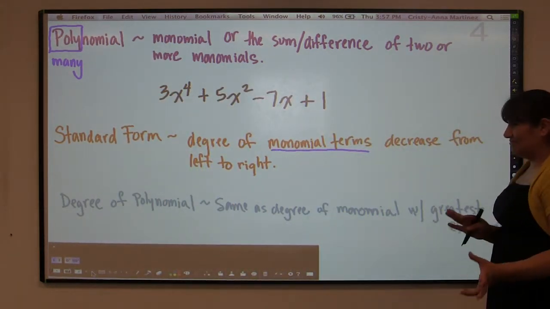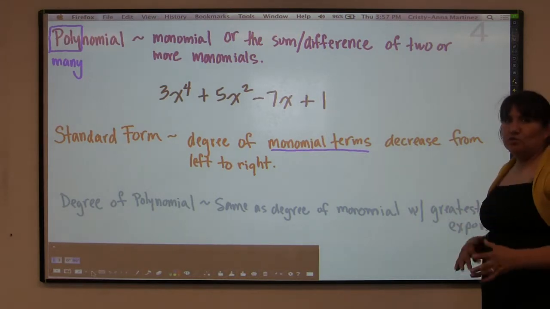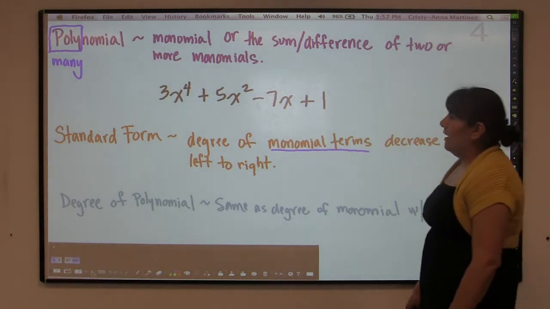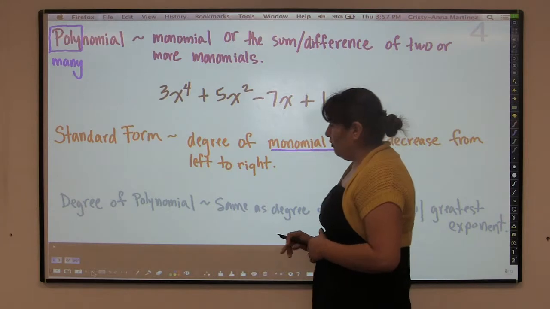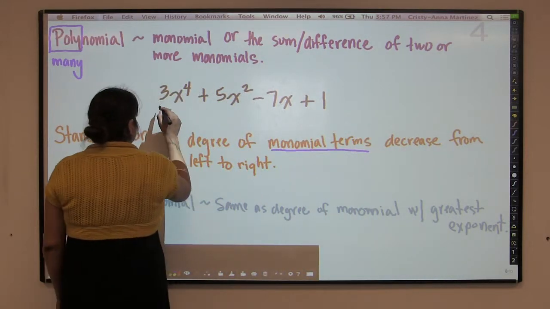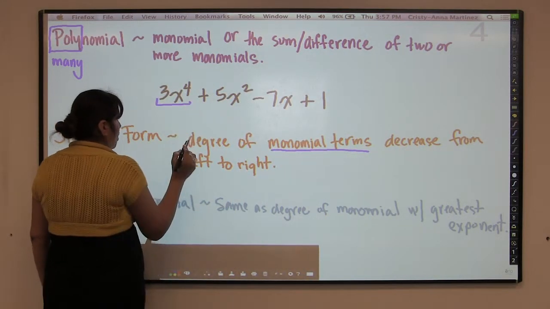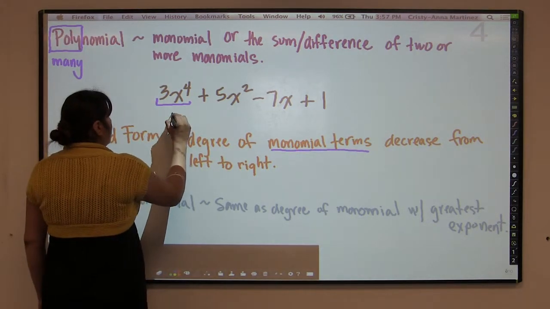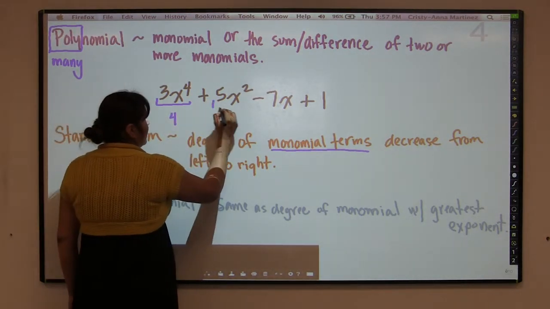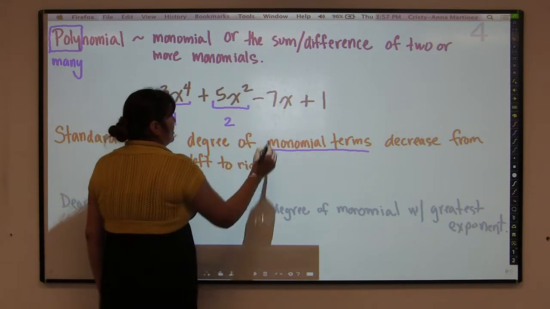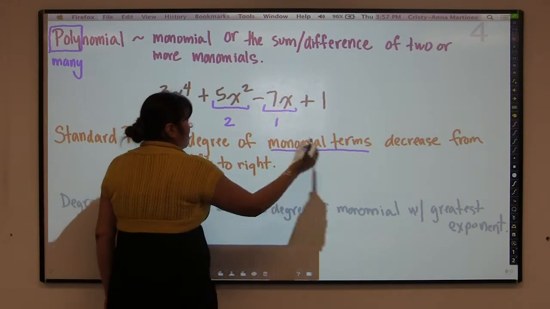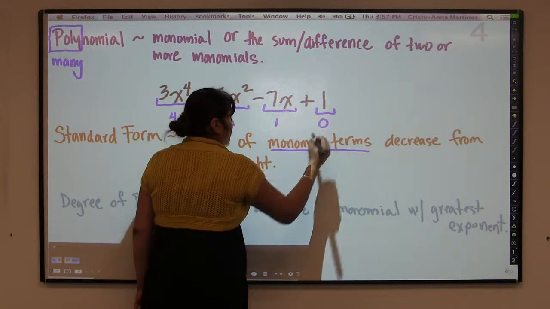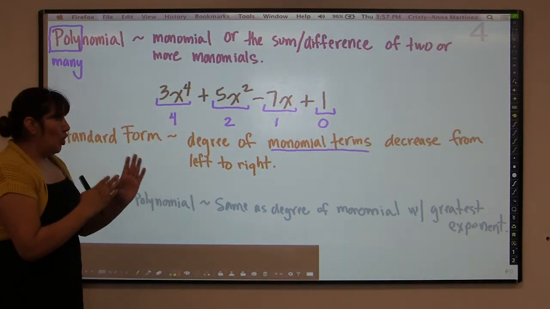So again, if you don't understand what those words mean, it's really simple. We just said earlier that the degree of this individual term, this is called a monomial, the degree of that monomial is 4. The degree of this monomial is 2. The degree of this monomial is 1. The degree of this monomial is 0. So each monomial has its own degree.